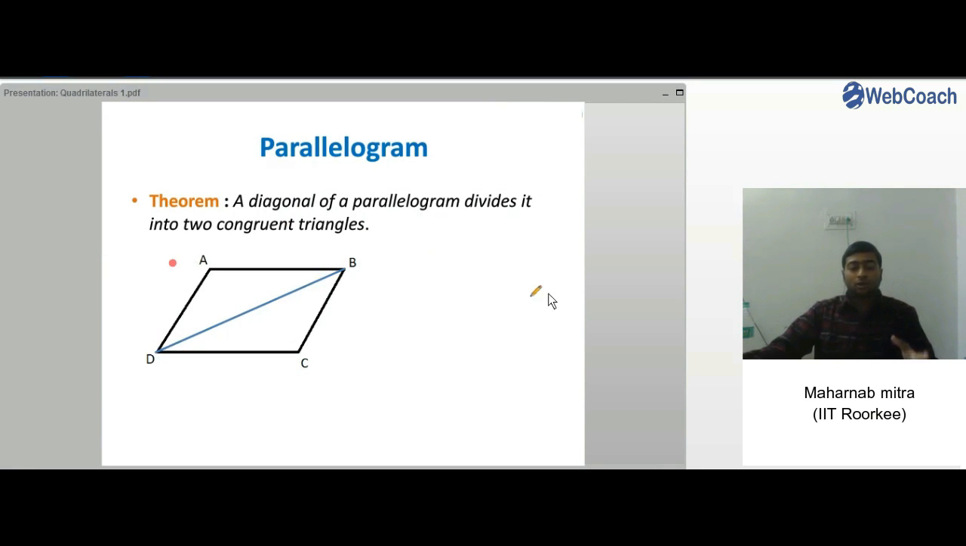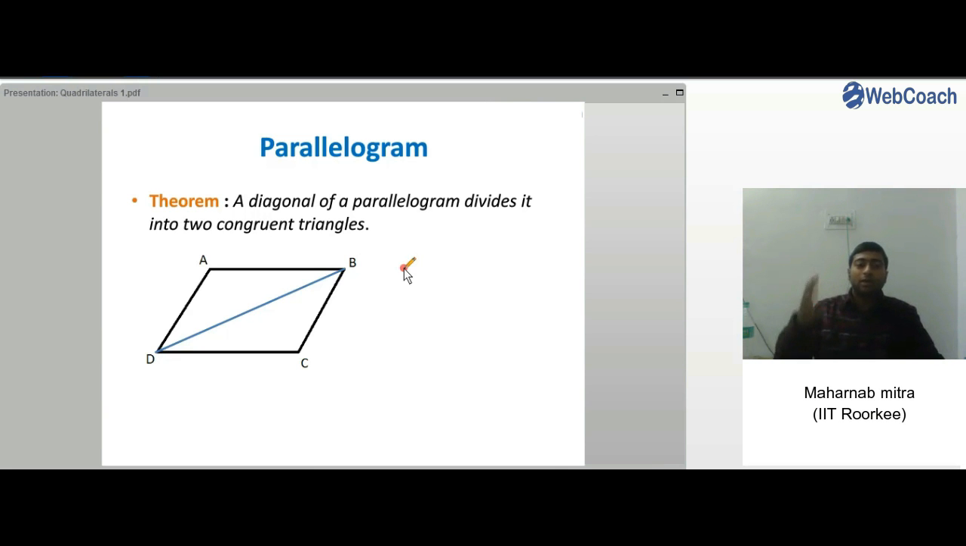So let's talk more about the figure parallelogram. Let us talk about the first theorem in this case. It states: a diagonal of a parallelogram divides it into two congruent triangles. So in the first part itself, why are we talking about the diagonals of a parallelogram, when we can talk about diagonals of a square, a rhombus, a rectangle? Why are we talking about a parallelogram?